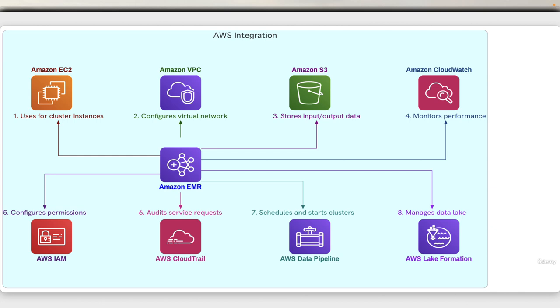Amazon CloudWatch to monitor cluster performance and configure alarms. AWS Identity and Access Management, IAM, to configure permissions. AWS CloudTrail to audit requests made to the services. AWS Data Pipeline to schedule and start your clusters. AWS Lake Formation to discover, catalog and secure data in an Amazon S3 data lake.